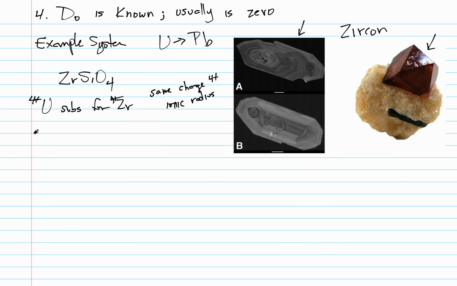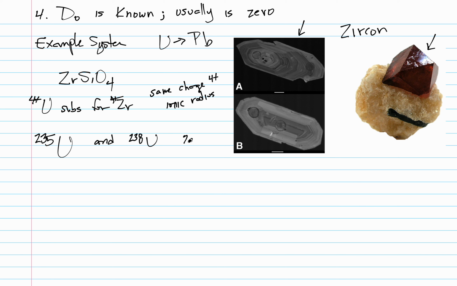So the next most interesting thing, I guess, that we need to say here is that when uranium 4+ substitutes for zirconium 4+, it actually does it as two different isotopes. It substitutes some as uranium-235, and some of it comes in as uranium-238. Two different isotopes. And then the decay scheme is uranium to lead. So uranium-235 is going to decay to lead. Uranium-238 is also going to decay to lead.